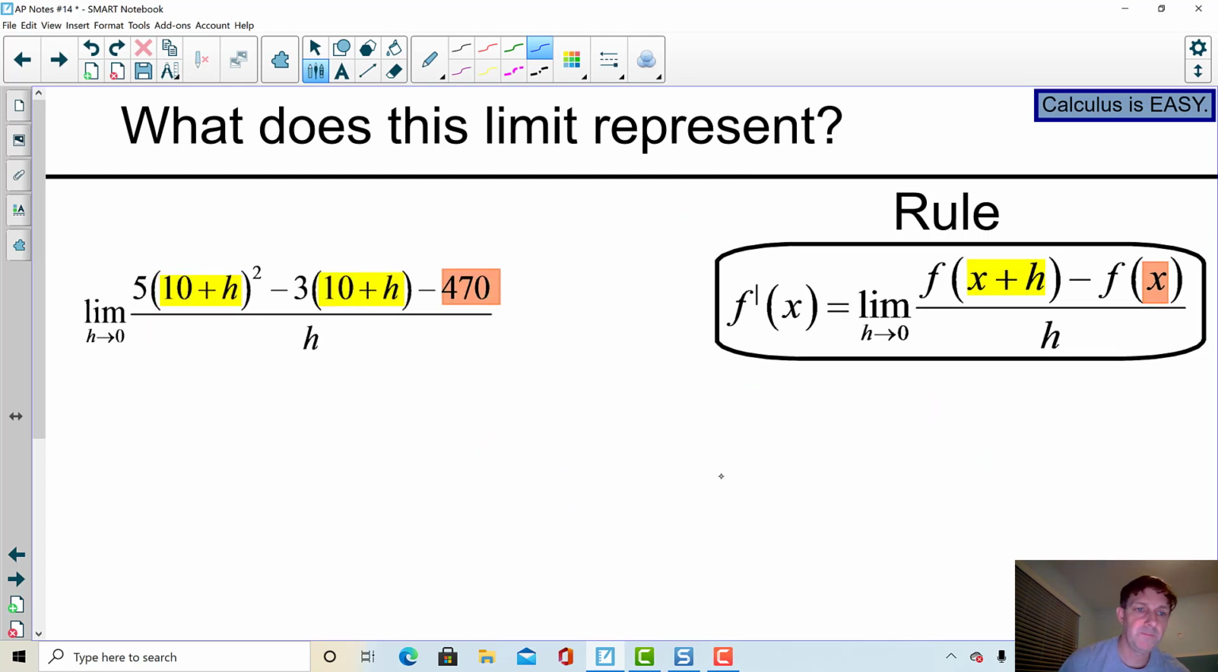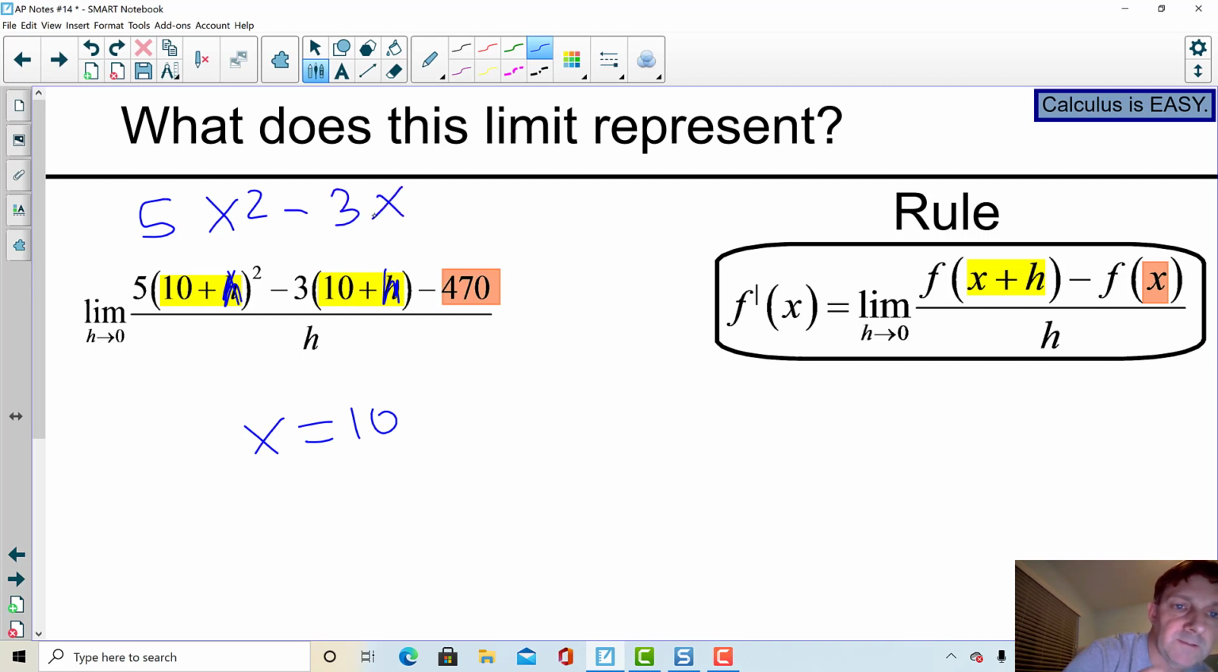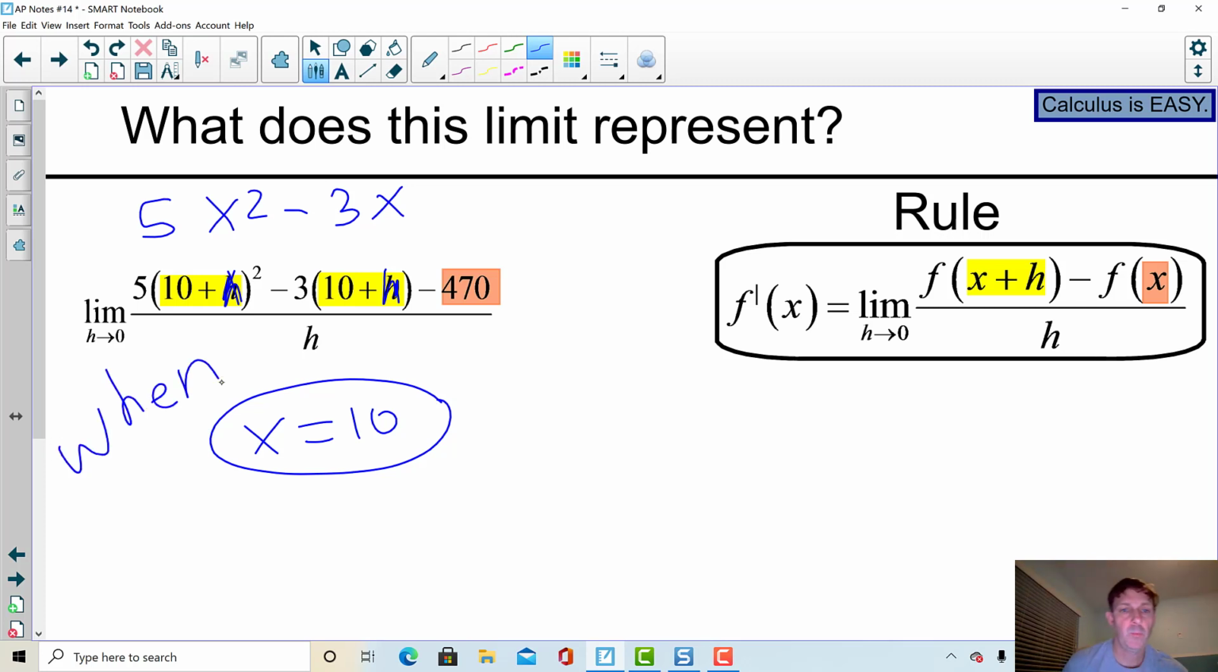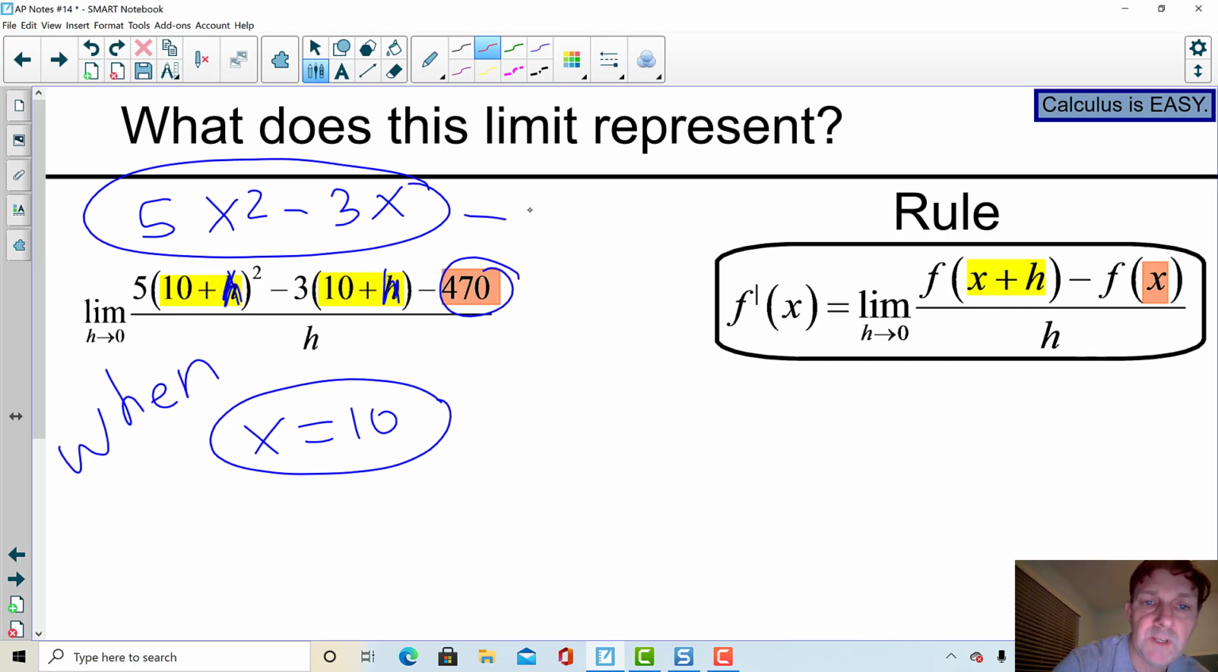Okay, here's our last example. Again, if we ignore the h, you can see that we have 5x squared, but our x is 10. Then minus 3x, again our x is 10. So this is probably the derivative of 5x squared minus 3x when x is 10. We have to check it. We got to check this number. If we plug a 10 into our function, do we get 470? Plugging in a 10 gives me 500 minus 30.